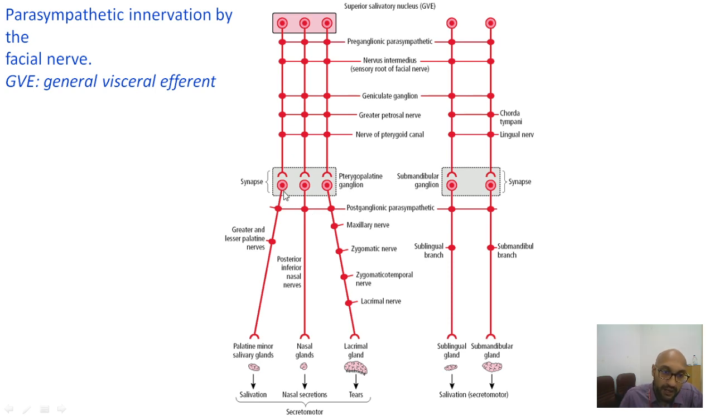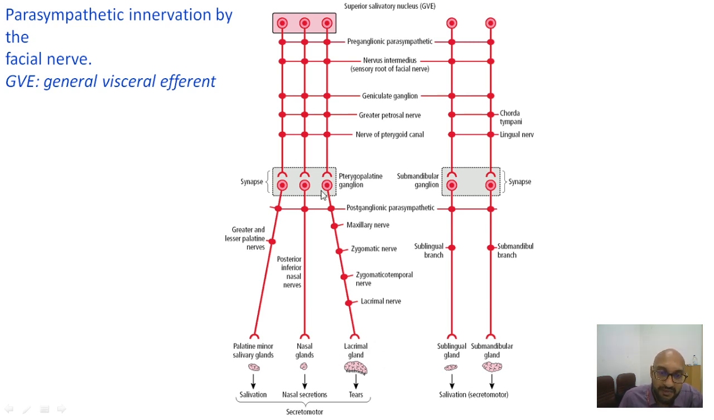Now, from here the fibers travel in three different ways. It forms the greater and lesser palatine nerves and supplies the palatine minor salivary glands. Then through the posterior inferior nasal nerves, it supplies the nasal glands as well as the glands in the nasopharynx. And then it takes a very complicated route to reach the lacrimal gland.